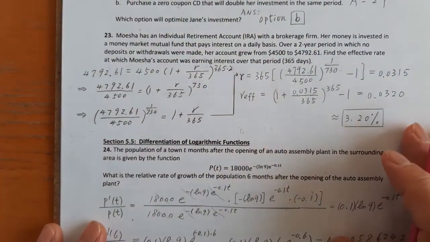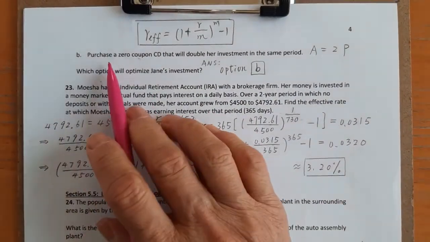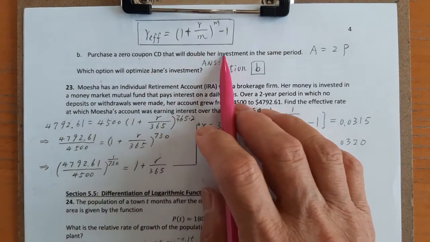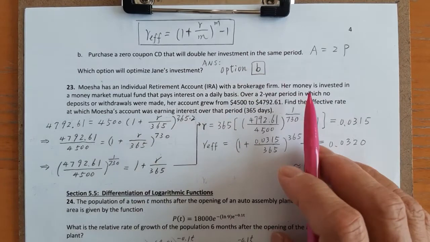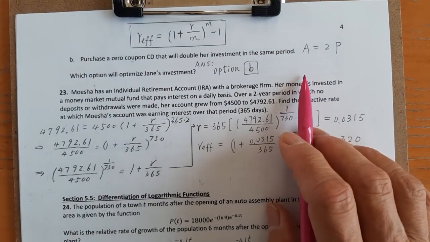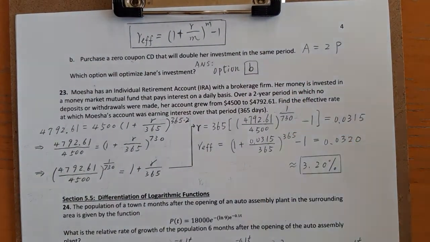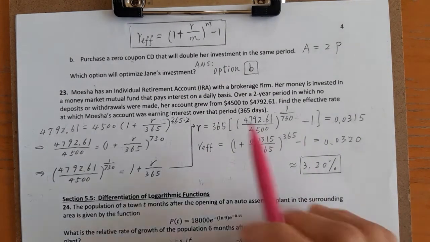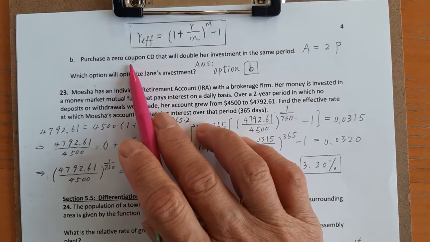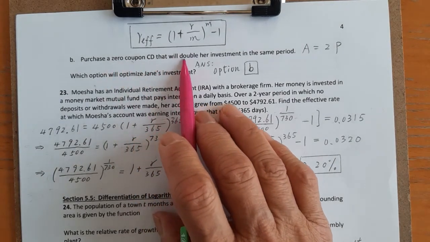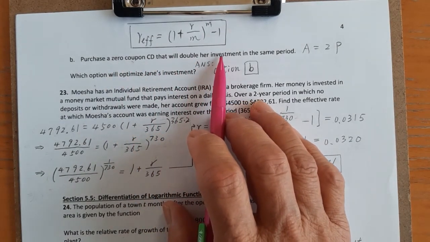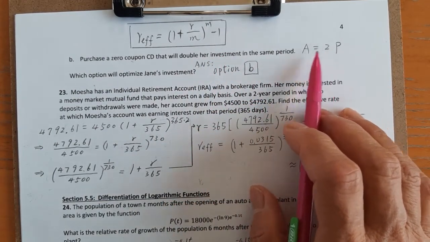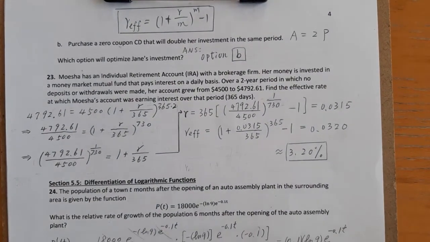Option B is to purchase a zero coupon CD, and that will double her investment in the same period. Same period means after 12 years, the zero coupon CD will be doubled. Original invested P dollars, after 12 years becomes double, becomes 2P.